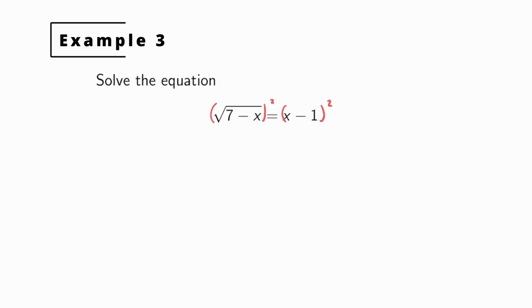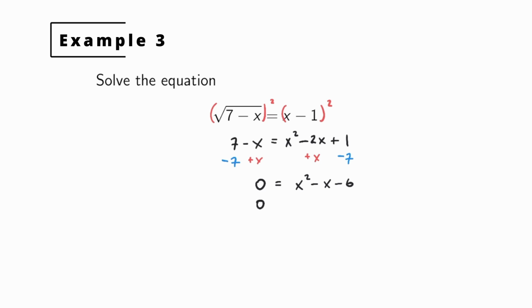So on the left-hand side, we get 7 minus x. On the right-hand side, we just need to expand that binomial squared. So if we do that, we'll get x squared minus 2x plus 1. Now we have a quadratic equation. For quadratic equations, we want to move all of the terms to one side. So I'm going to subtract 7 from both sides, and I'm going to add x to both sides. So we end up with 0 equals x squared minus x minus 6.